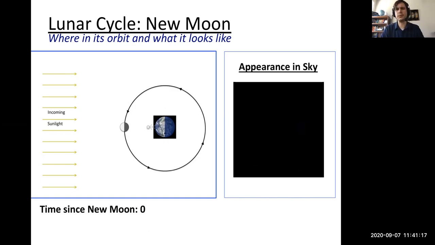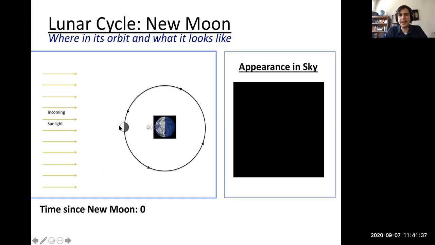I'll give you a little bit more detail, I'm going to show you a simulation, which will really hammer in this point. So for our new moon and our first quarter, full moon, and third quarter moons at those locations, those happen really in an instant. So we say that they're that phase for a single day.